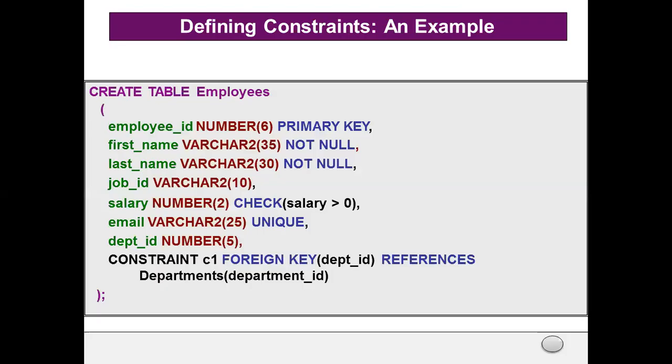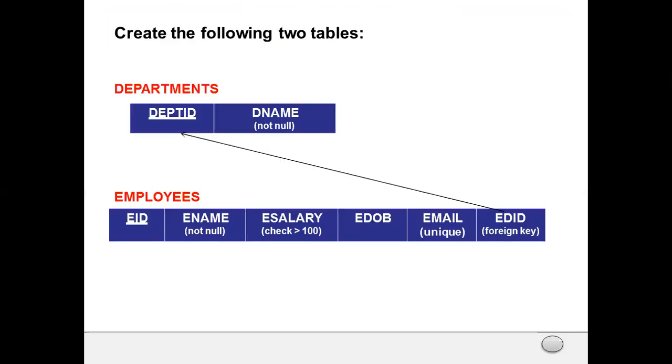Here is an example of the constraints. In the create table, we have given the example: employee ID, data type number, and it's a primary key. Then first name is a varchar, it must not be null. Then last name is a varchar, it cannot be null. Then job ID, and similarly we have the number salary, which is checked. The salary always must be greater than 0.